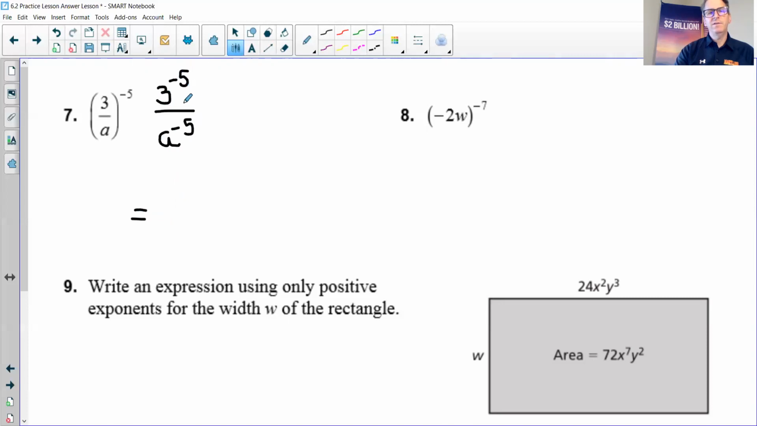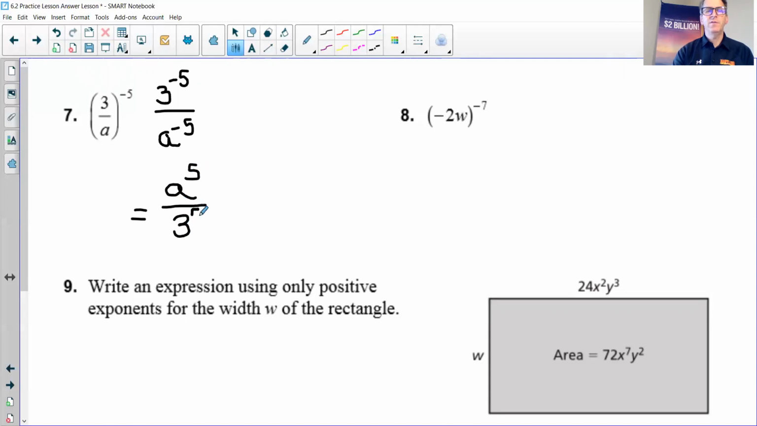So I had this little upstairs, downstairs way of teaching this. But anyway, the numerator then pops down to the denominator, and the denominator pops up to the numerator, and the exponents change to positive. So that's a to the fifth divided by 3 to the fifth.